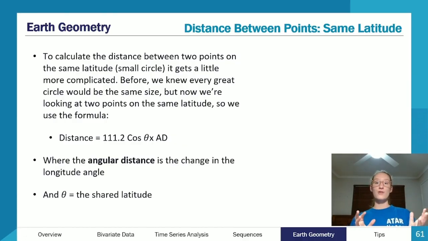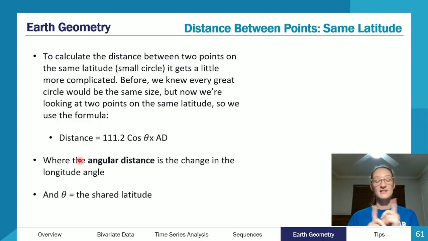So let's have a little bit of a talk about what we do when it's the same latitude, because I mentioned earlier that that's our bit more complicated formula. To calculate the distance between two points on the same latitude, which is the same small circle, it gets a bit more complicated. Before, we knew that every great circle would be the same size. All of the meridians of longitude are semi-great circles, which is awesome. But now we're looking at two points on the same latitude. So we use this formula here.